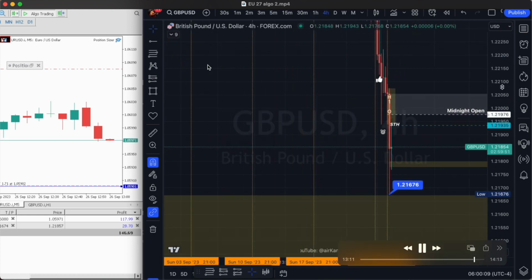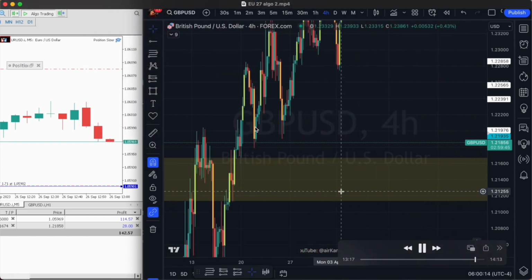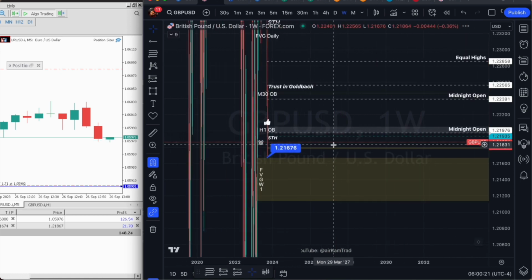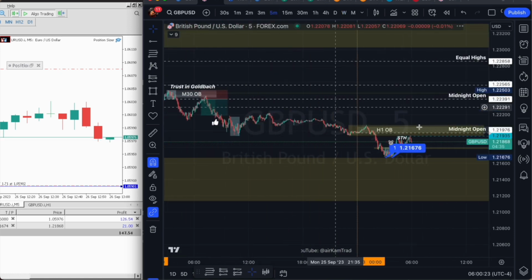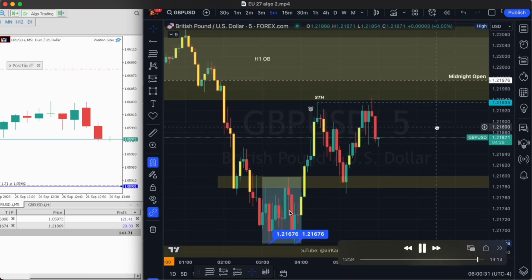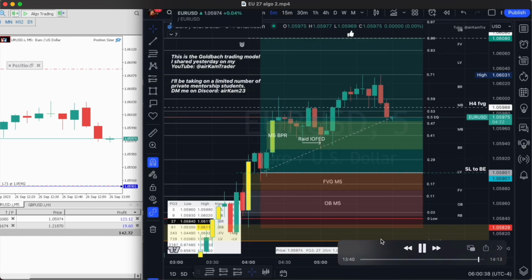So managing the GU trade now. Checking I've not missed anything on the weekly. Did we take liquidity somewhere that I don't know about? I want to short down, take these equal lows into this fair value gap.